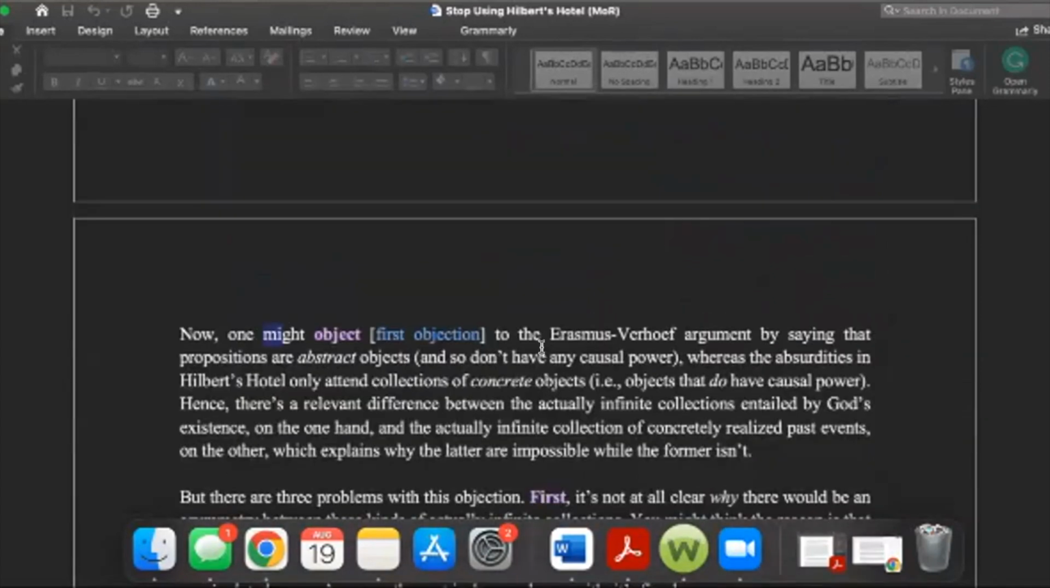Now, one might object, and this is the first objection, one might object to the Erasmus-Verhoef argument by saying that propositions are abstract objects, and so don't have any causal power, whereas the absurdities in Hilbert's Hotel only attend to collections of concrete objects, that is, objects that do have causal power. Hence, there's a relevant difference between the actually infinite collections entailed by God's existence on the one hand, and the actual infinite collection of concretely realized past events on the other, which explains why the latter is impossible while the former isn't.